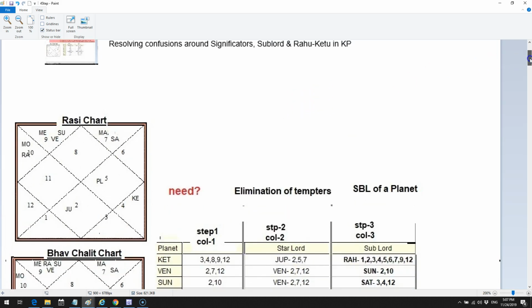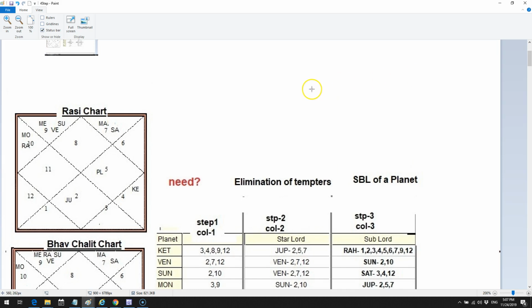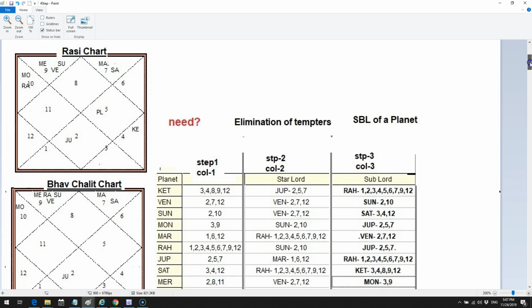Let's first look at the need. What is the need for this four-step theory? Like I mentioned, this is about assessing the true significators versus the false significators, a method of gauging the real strength of a significator versus what are called the tempters in KP astrology. Let's look at this particular chart. It would become clear to you.